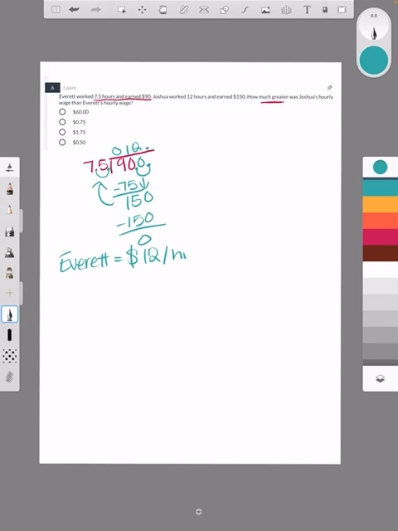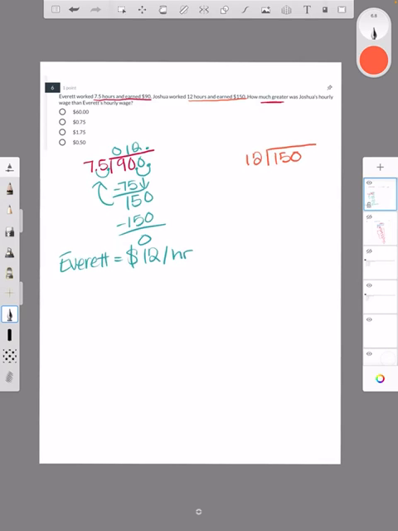All right, so now we're going to figure out how much money Joshua is making per hour. Joshua worked 12 hours and earned $150. So we're going to divide. 150 is going to go in the house, 12 is going to go outside. We don't have to move any decimals this time because 12 is a whole number. I'm going to put down my decimal at the end of 150, and then I'm going to put my placeholder up on the top too so I don't make any mistakes.